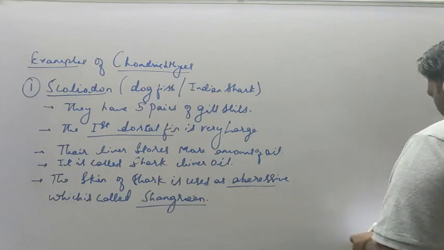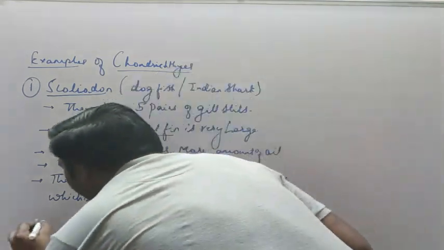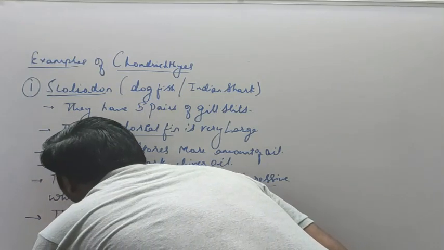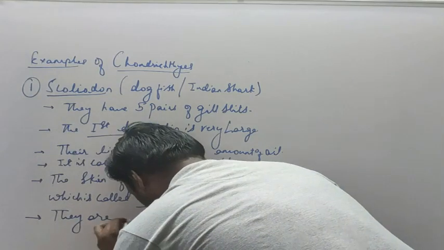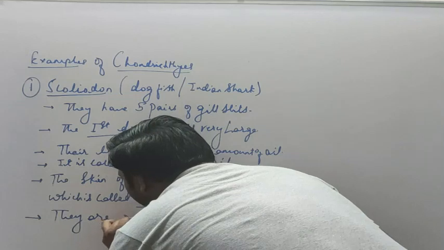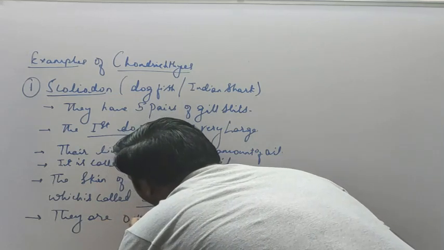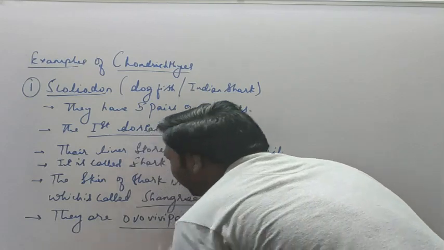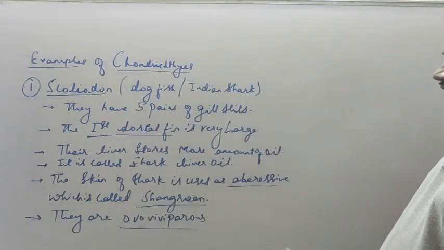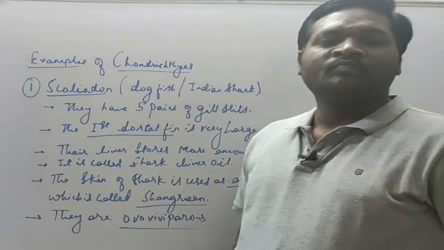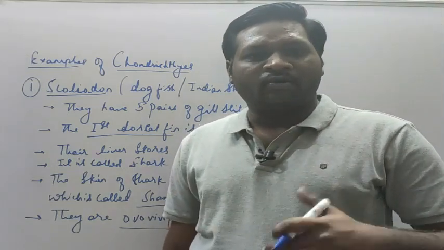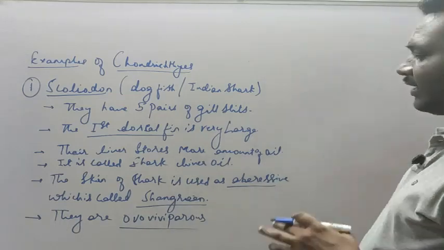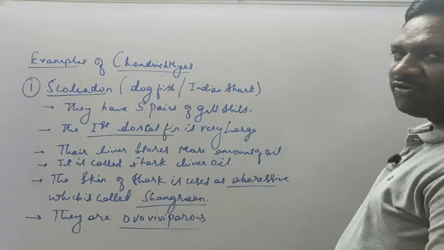The next, they are ovoviviparous. As you know, we have discussed it. What is ovoviviparous? That means the eggs are retained within the body itself. After hatching, the young ones are released outside the body. So that is called ovoviviparous.